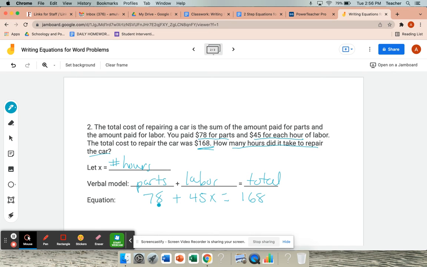I would subtract 78. And then you get 45X equals 90. Divide by 45. X equals 2. 2 what? X is the number of hours, so it's 2 hours of labor.